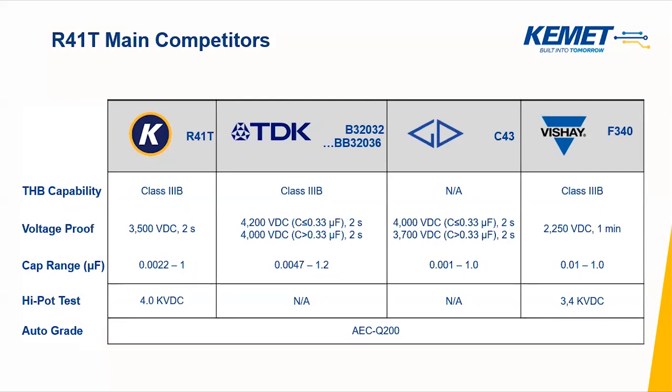Furthermore, the high pot test that we are doing at our facilities for our R41T series is at 4 kilovolts DC, whereas for Vishay, it's 3.4 kilovolts DC, and TDK and GD have not specified it in their data sheet. So this also makes a big difference, because a lot of automotive customers need a higher high pot test to make it safe for their applications.